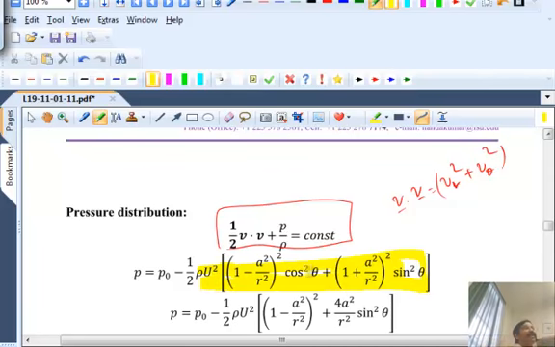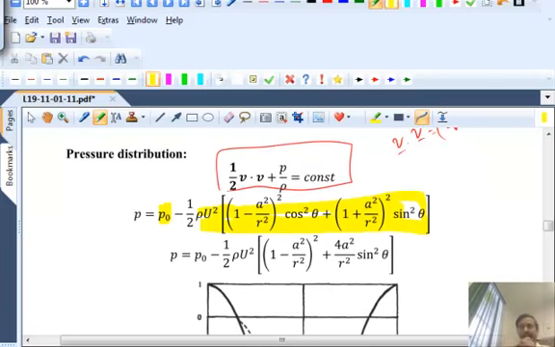Okay, but you need to evaluate this constant. So this P0 is the pressure at some stagnation point. Then you can calculate the pressure at any other point in the system from this function. And you can integrate that pressure to calculate the net force exerted by such a fluid.